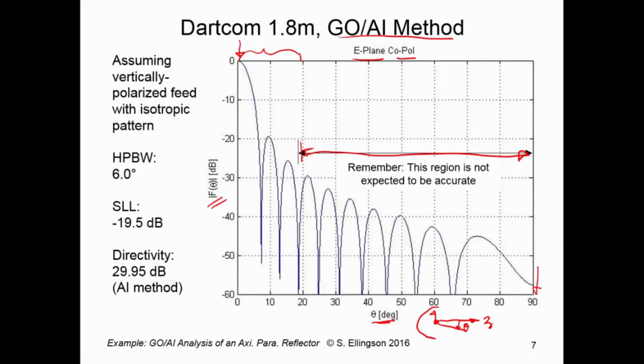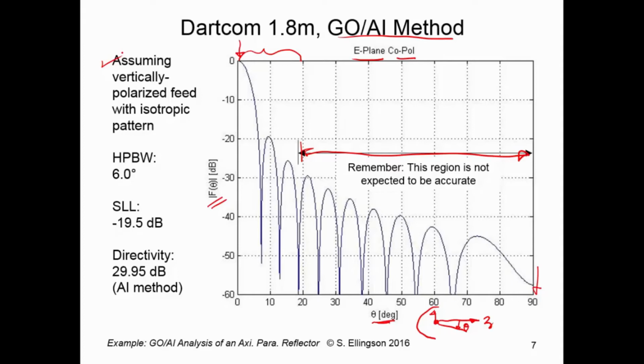Now first I should let you know that when I computed these results I had to assume something about the feed. So I assumed a vertically polarized feed with an isotropic pattern. So this isn't even a Hertzian dipole, this is a vertically polarized current element which somehow magically has an isotropic pattern. And that's just a starting point, just to see how things look. A very common technique: start off with the simplest thing that you can do that's not wrong, and then add detail as you need it to refine your results.